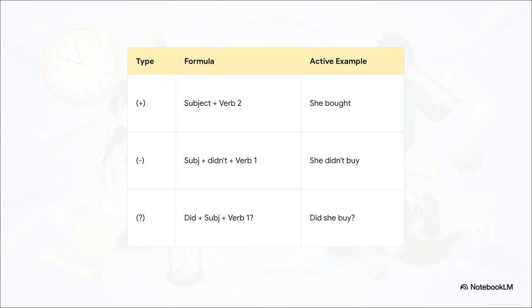But watch what happens in the negative and question forms. The auxiliary verb did completely takes over the past tense duty. It literally forces the main verb right back to its base form, or verb 1. So you get she didn't buy and did she buy. Basically, did does all the heavy lifting, so the main verb just doesn't have to.